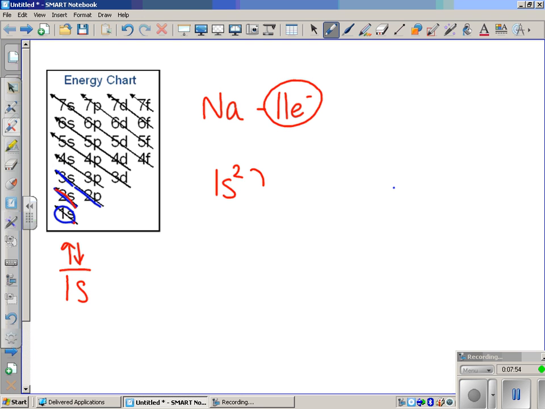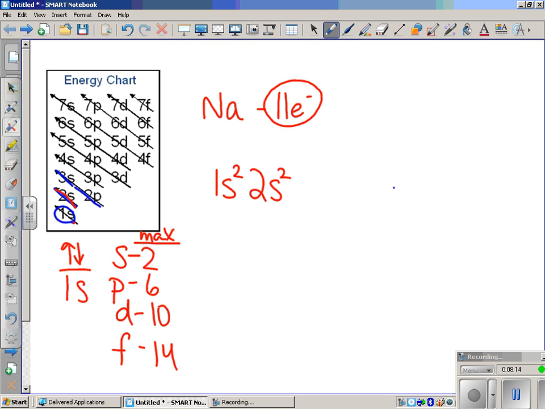After 1s comes 2s. So 2s, we still have 9 electrons left, so I can put the max of 2 in my s orbital. By the way, if you don't remember this, you can do a max of 2 in s, a max of 6 in p, a max of 10 in d, and a max of 14 in f. So far I've used 4. Still have 7 left. After 2s comes 2p. So 2p6. Going to max that one out.